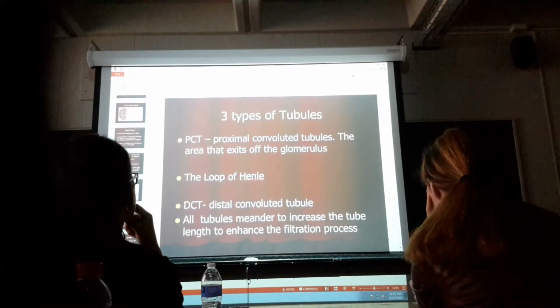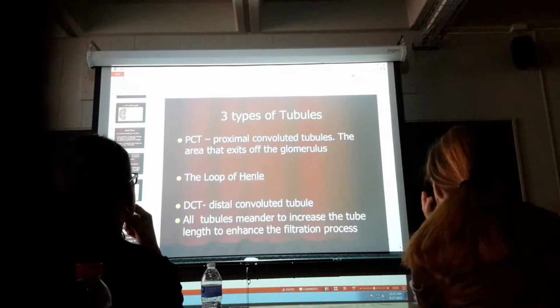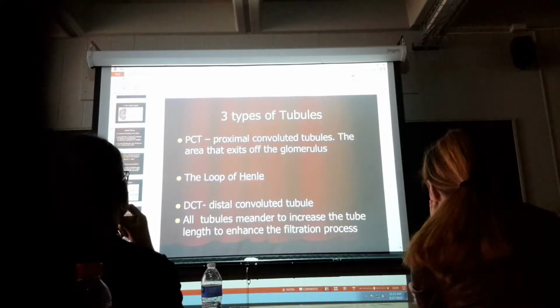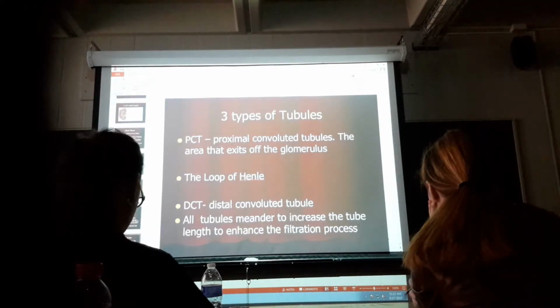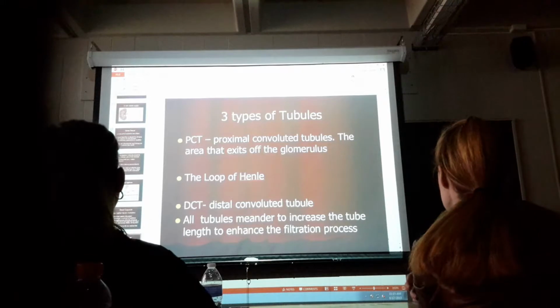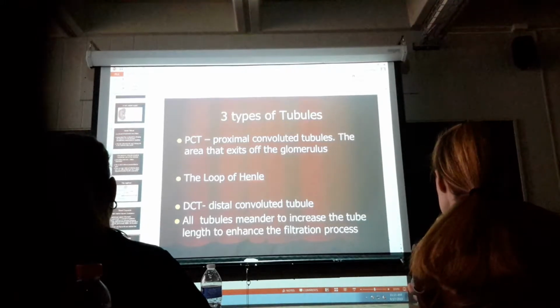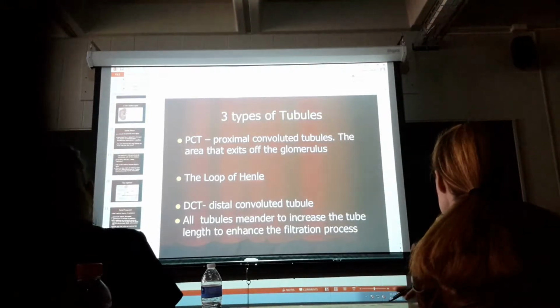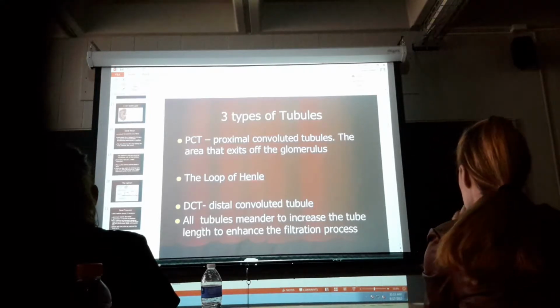Then we go into the PCT, which is attached to the glomerulus, so that's why it's called proximal, and it's going to reabsorb down the loop of Henle. And then DCT, distal convoluted tubule, it's going to be the fine tuning. And all tubules are meandering, and this is so it increases the length of the process. The tubes go back and forth, so it has a longer time to reabsorb in the PCT.